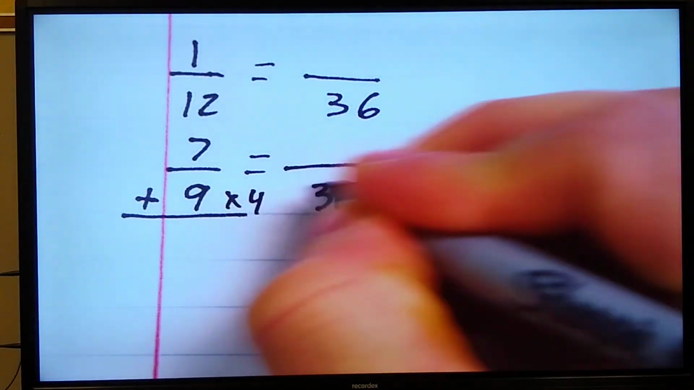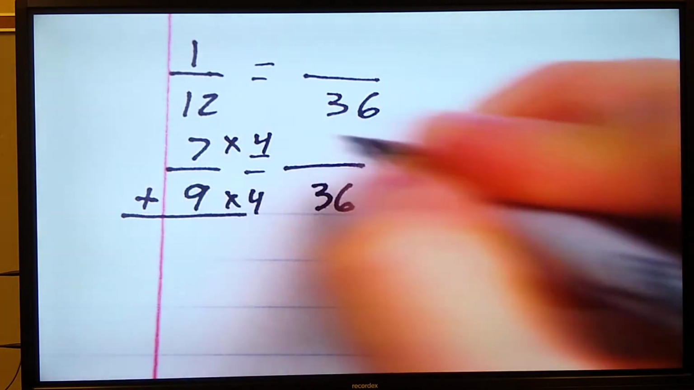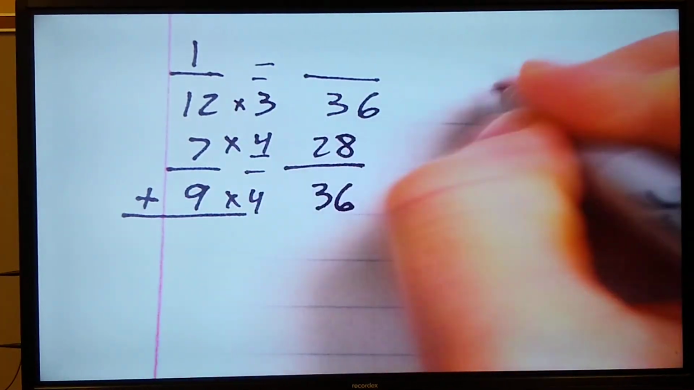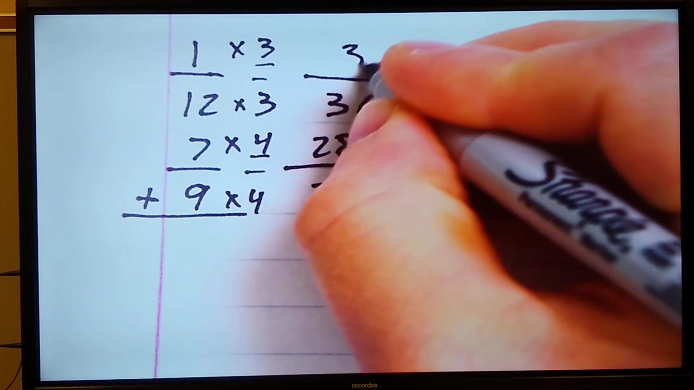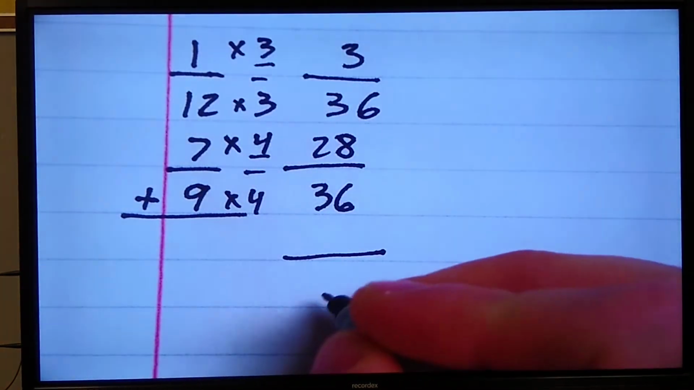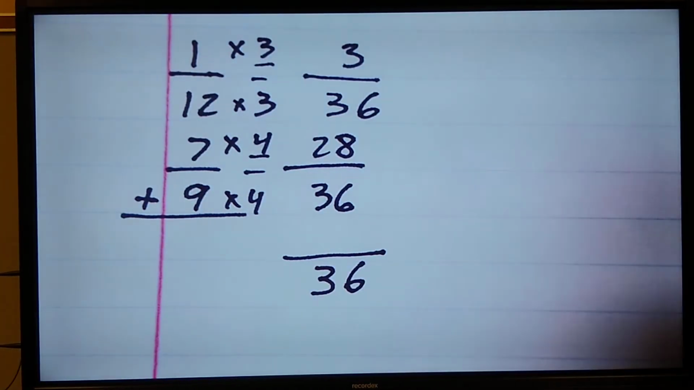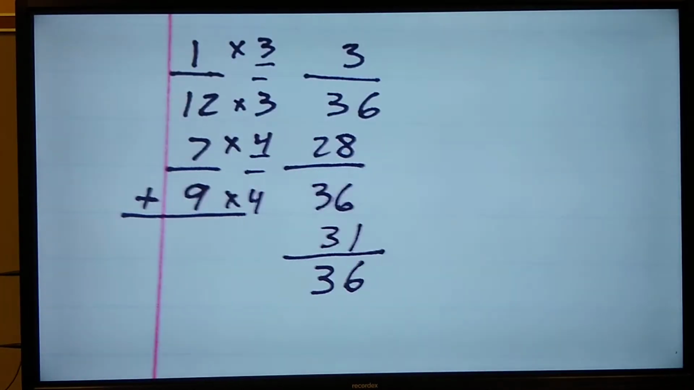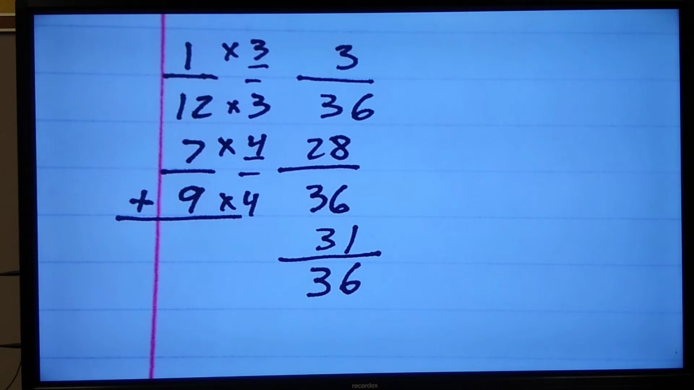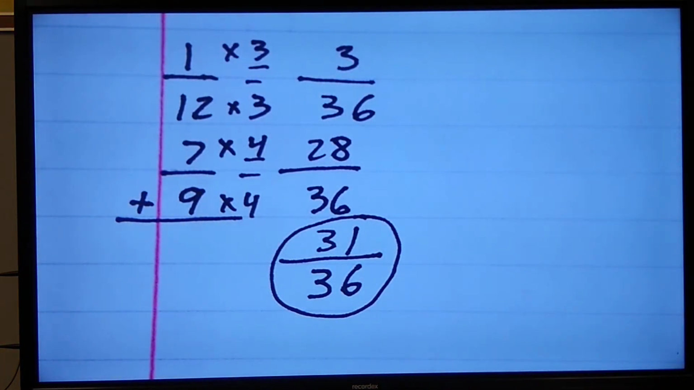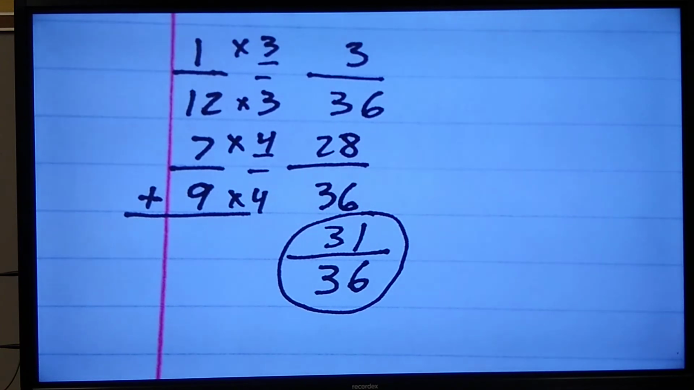9 times 4 is 36. 7 times 4 is 28. 12 times 3 is 36. 1 times 3 is 3. Now, the denominator stays the same. We're adding this time. 3 plus 28 is 31. Is this an improper fraction? No. Is this in simplest form? Yes, it is. 31 over 36 is what you should have gotten. And the truth shall set you free.